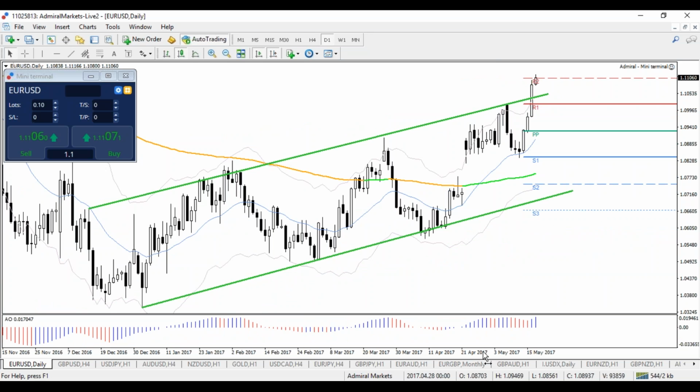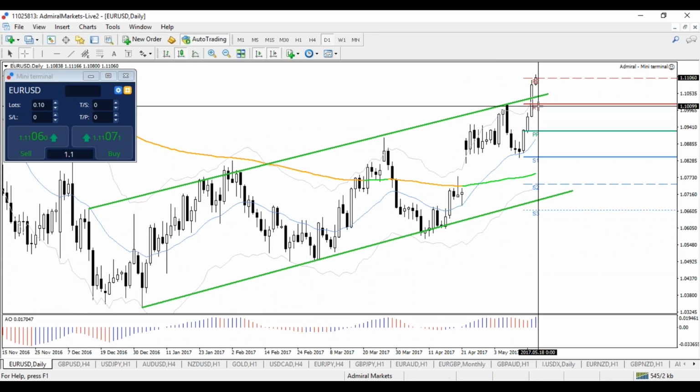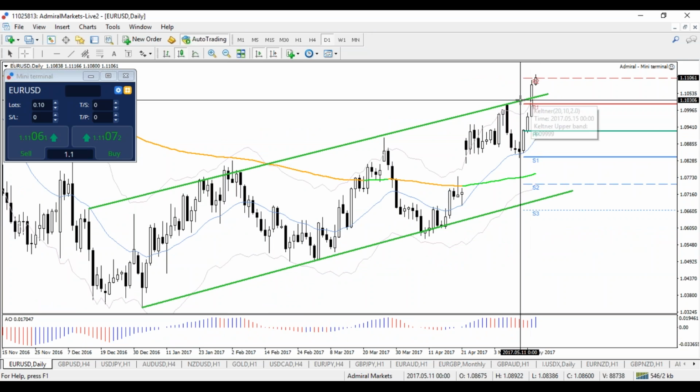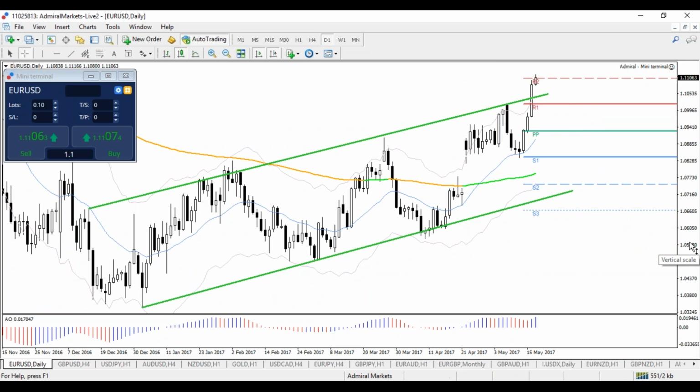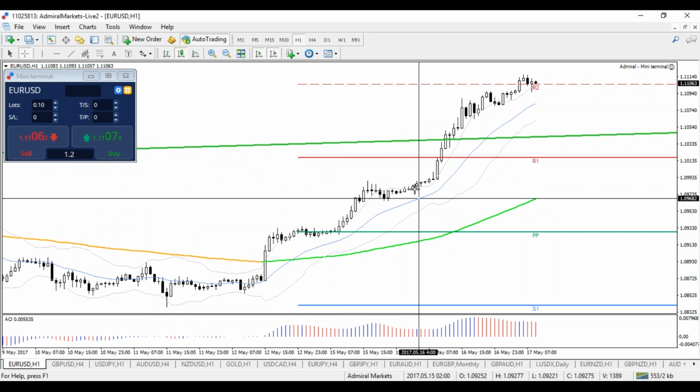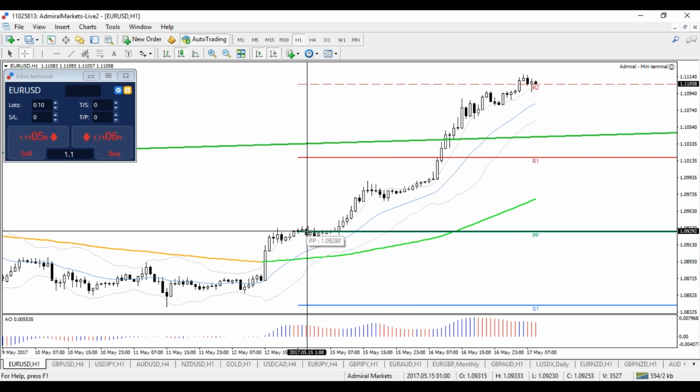But we just wanted to add a few more comments. One is that not only did it break the R1, it broke through the Keltner, it broke through the channel, and it broke through 1.10. So there are a lot of resistance levels there. Part of the reason why I personally did not want to trade it at 1.10, although the break here was fine at 1.0930.